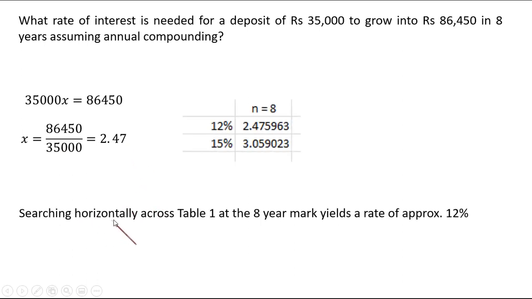Now when we search horizontally across table 1 at the 8-year mark, because the number of years was 8, we get this particular thing. 12% is 2.47, which is very close to this, 2.4759, and 15% is 3.05. So since 2.47 and 2.475963 are very close, we can say that the interest percent was very close to 12%. So we are getting a 12% interest per annum.